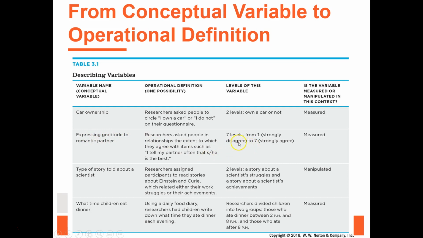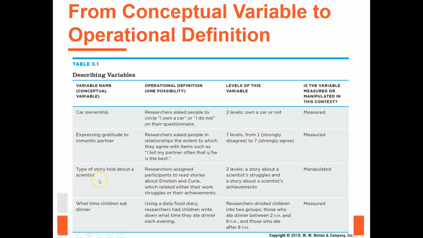Again, there are other ways you could measure this, right? You could measure this observationally. I could, again, videotape or have a research assistant observe people in a laboratory, but this is one way. And again, this is a measured variable.